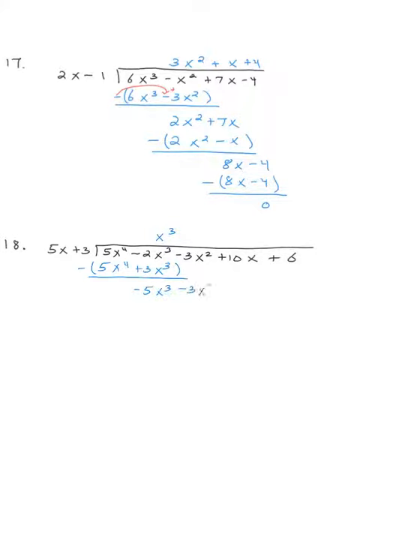bringing down the negative 3x squared. So now I want to multiply by negative x squared. Okay, I get negative 5x cubed minus 3x squared. When I take the difference, something odd happens here. The x squareds cancel, and so do the 5x cubes. So I have 0x squared. I'm just going to bring down the 10x.